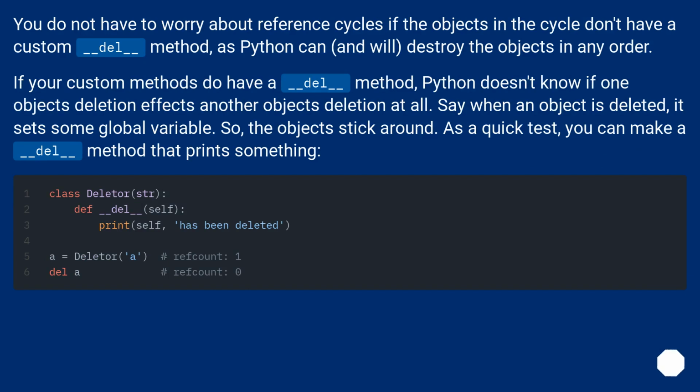You do not have to worry about reference cycles if the objects in the cycle don't have a custom __del__ method, as Python can, and will, destroy the objects in any order. If your objects do have a __del__ method, Python doesn't know if one object's deletion affects another object's deletion at all. Say when an object is deleted, it sets some global variable. So, the objects stick around. As a quick test, you can make a __del__ method that prints something.